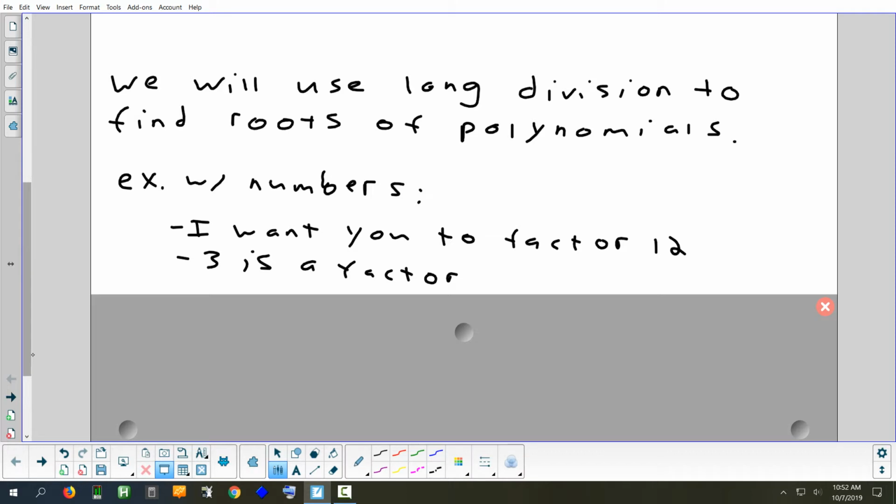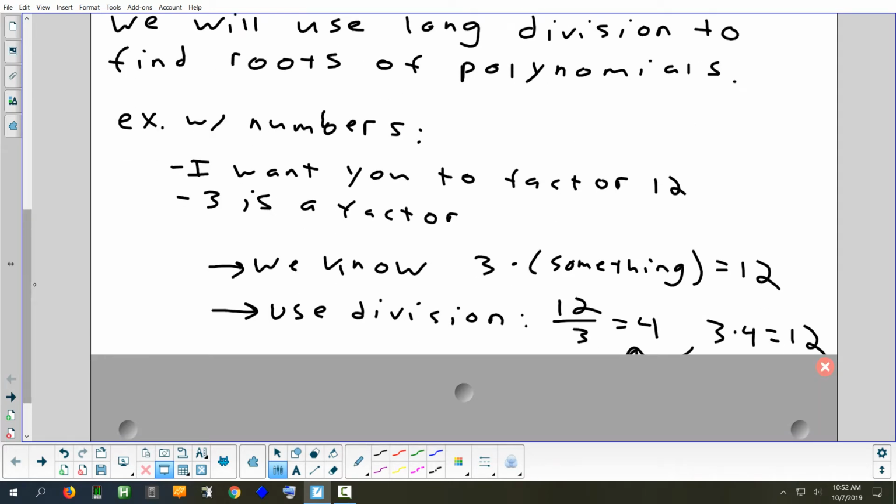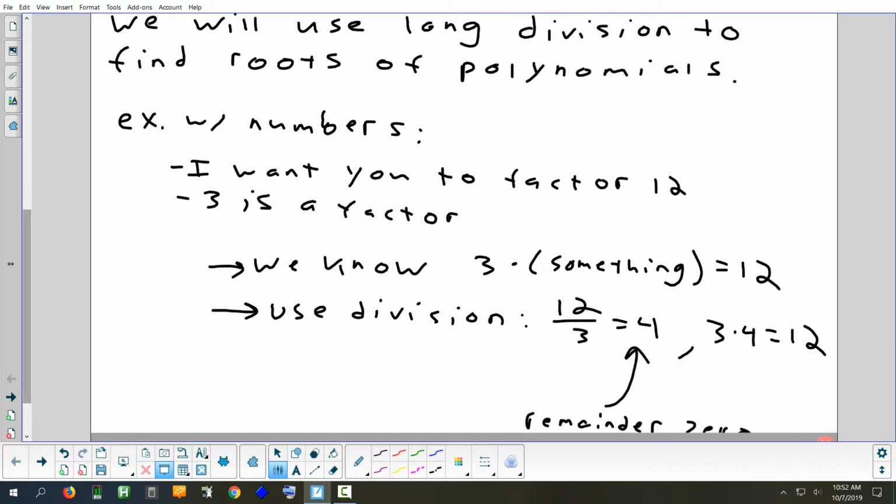So this idea is very simple with numbers. If you know 3 is a factor, you're saying 3 times something gives you 12. How do you solve for something? Exactly what we just said. Divide by 3, and then you have something by itself. So 12 divided by 3 is 4. So 4 is the other factor. Now if I wanted to factor the number 12, knowing that 3 was a factor, and now I figured out 4 is a factor, I would write 3 times 4, and it gives me 12.